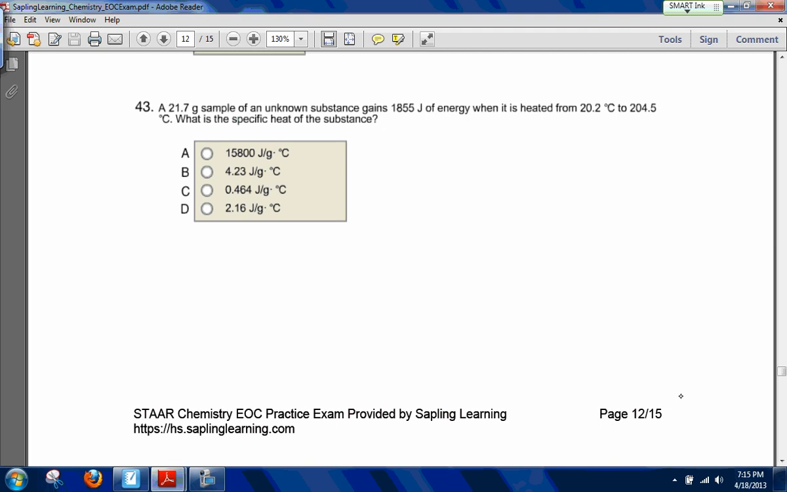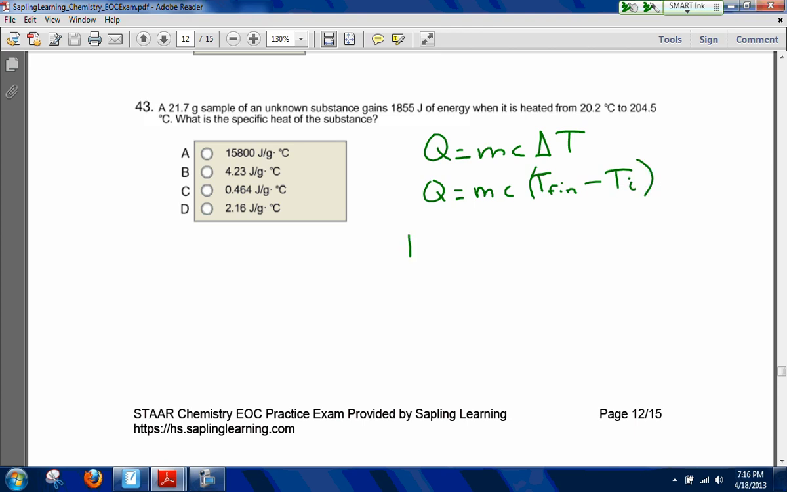Okay, 43. A 21.7 gram sample of an unknown substance gains 1855 joules of energy when it's heated from 20.2 degrees Celsius to 204.5 degrees Celsius. What is the specific heat of the substance? This is another heat problem. Q equals mc delta T. Or as your formula chart puts it, it could be Q is equal to mc times T final minus T initial.